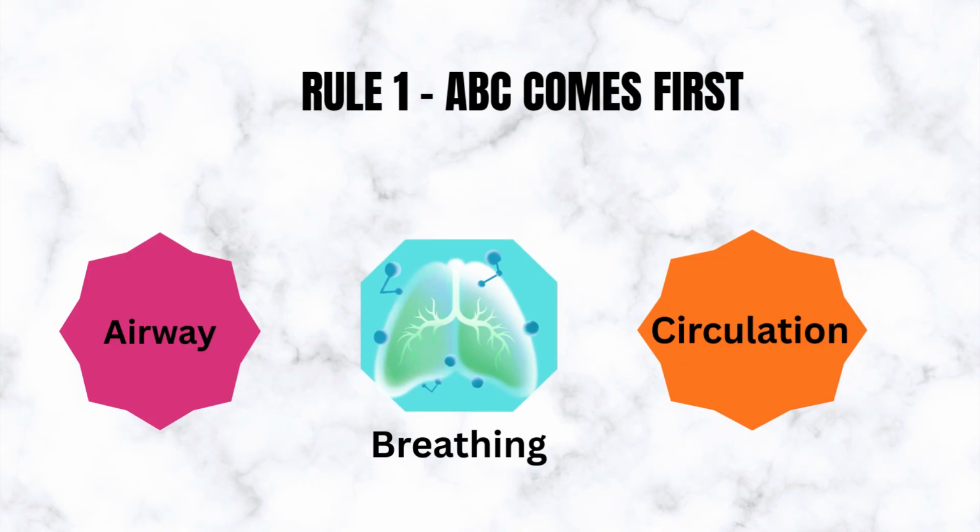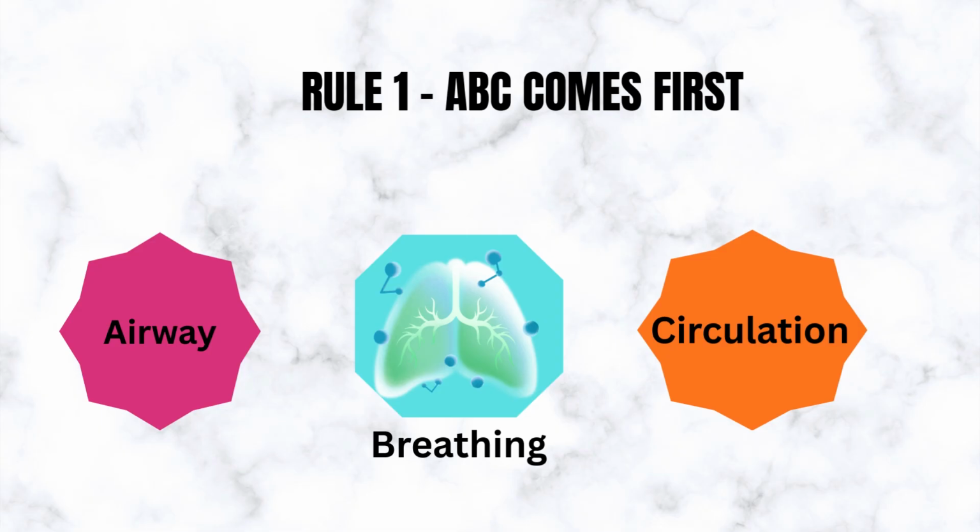This sequence changes in CPR to CAB, that is circulation, airway and breathing, but in almost all NCLEX prioritization questions and general patient care situations, we still follow the ABC rule. Problems affecting oxygenation are always the highest priority. If a patient cannot breathe properly, nothing else matters because oxygenation is essential for survival.